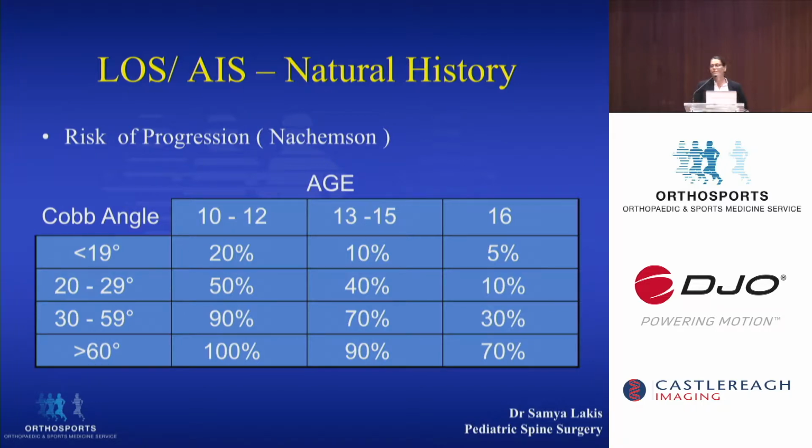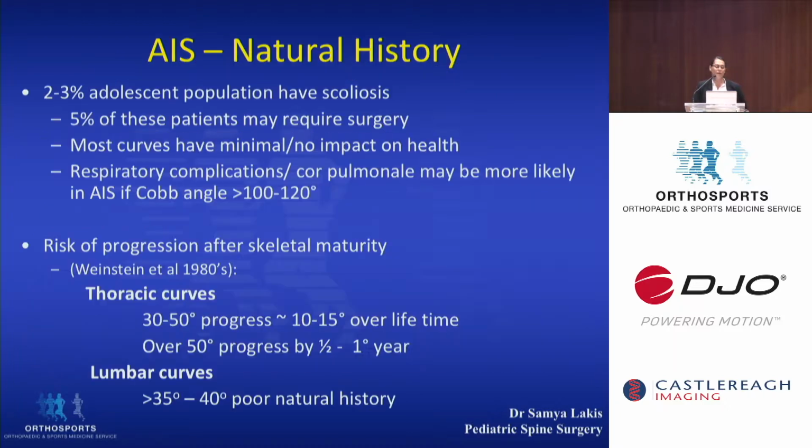So if you're 10 to 12 and you've got more than 2 years of growth left as a female, or potentially 4 years of growth left as a male, this curve's going to get worse, especially during adolescent growth spurt. So we know that 2 to 3% of the adolescent population have scoliosis. Most curves have minimal to no impact on health. There may be a consideration for respiratory and a cor pulmonale if these curves hit 120 degrees. Now, those are big curves, and that's not what most people will be seeing.